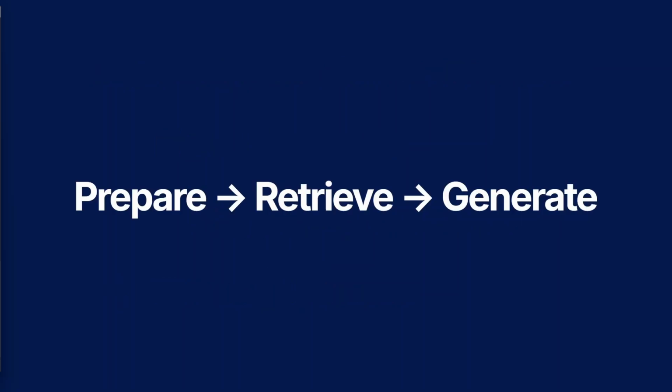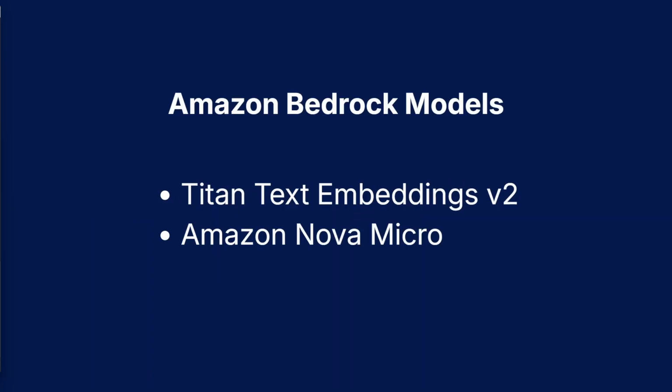At its core, chatting with a PDF is just RAG with one extra step of loading your document. So the overall flow is simple: prepare, retrieve, generate. RAG needs two model roles, one to create embeddings and one to generate the final answer. Here are the models I'm using.